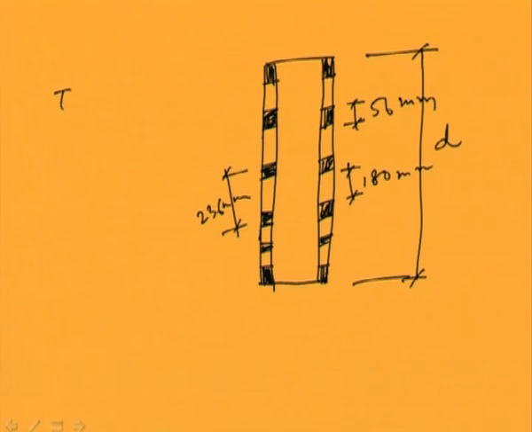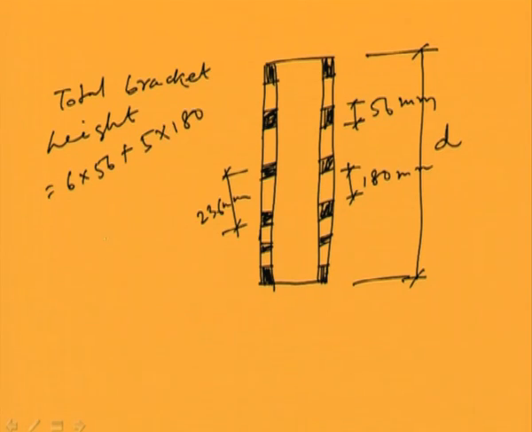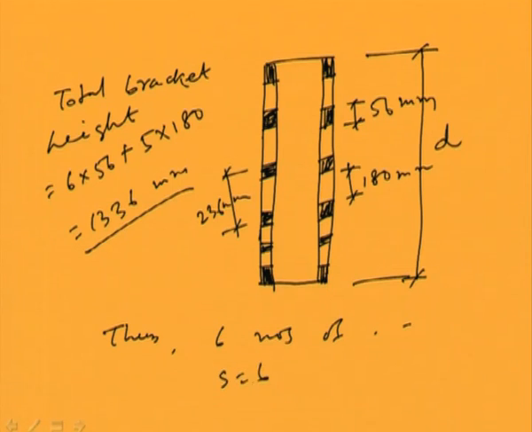So, the total bracket height required for the connections will be, here 6 intermittent lengths are there, so 6 into 56 plus clear spacings, which are 5, so 5 into 180. This becomes 1336 millimeter. So, the answer is that 6 intermediate fillet welds on both sides have to be provided, and the size of weld will be 6.